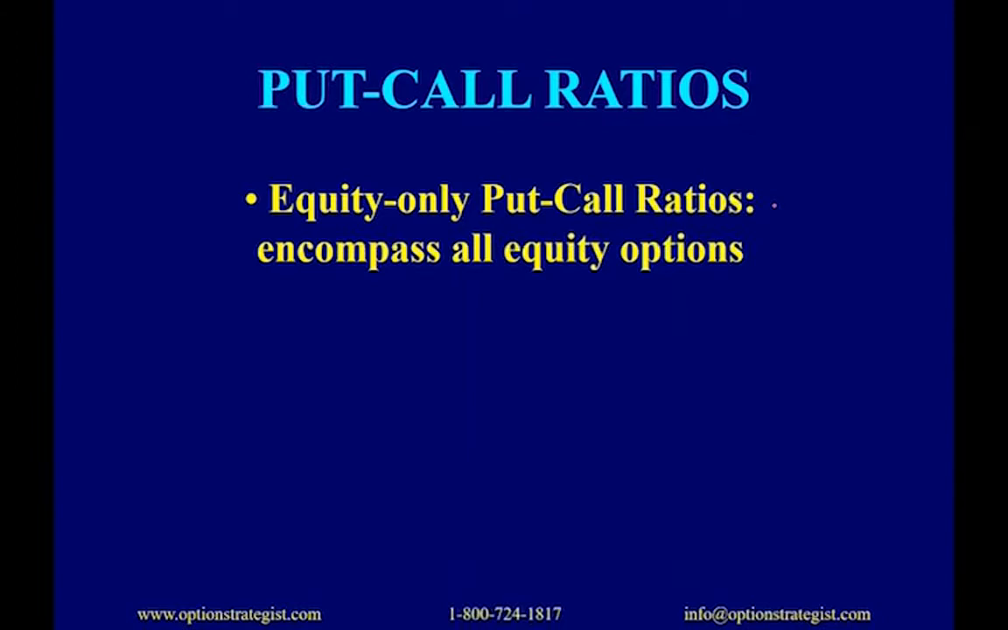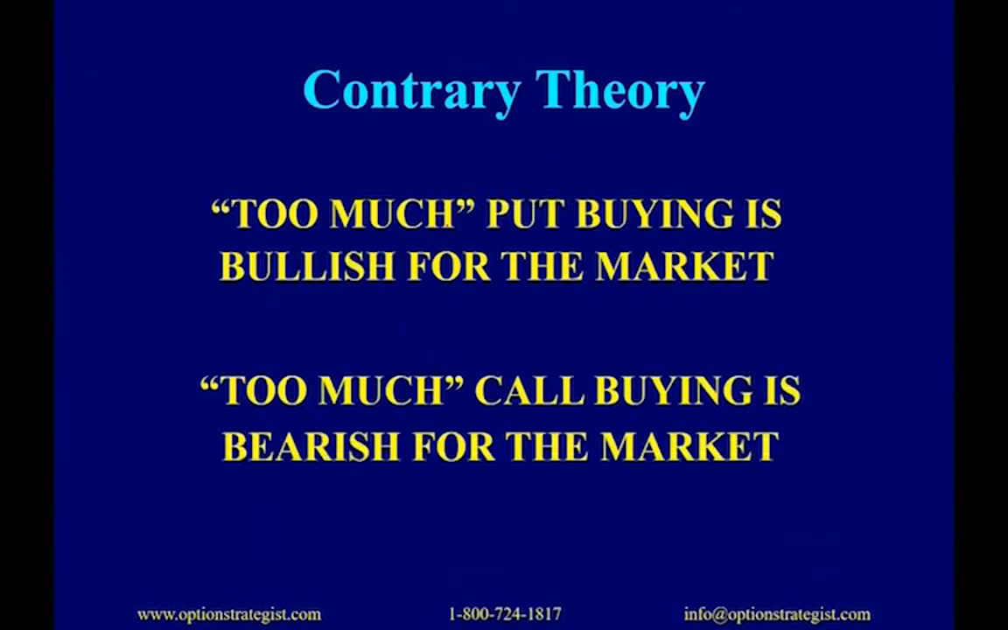So the second major indicator that I look at is put-call ratios, and specifically for predicting the broad market, we look at equity-only put-call ratios. In other words, all stock options that trade. No index options or futures options go into that calculation. And the theory is a contrary theory. If too many people are buying puts, then we should be thinking something bullish. And if too many people are buying calls, everybody's piling in on the long side, we should be thinking about doing something bearish.